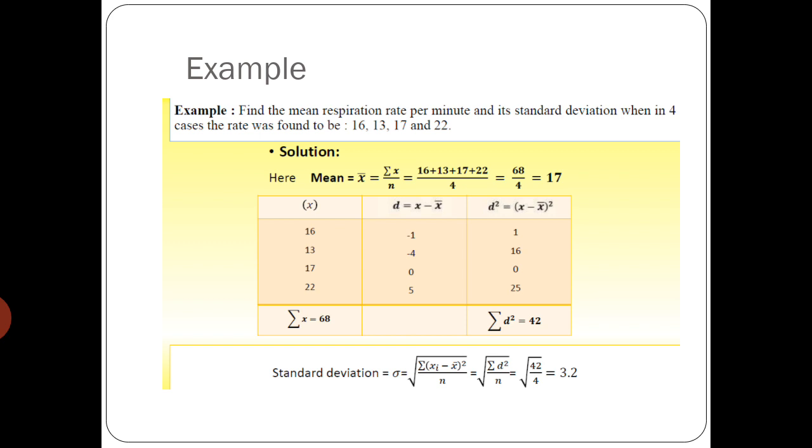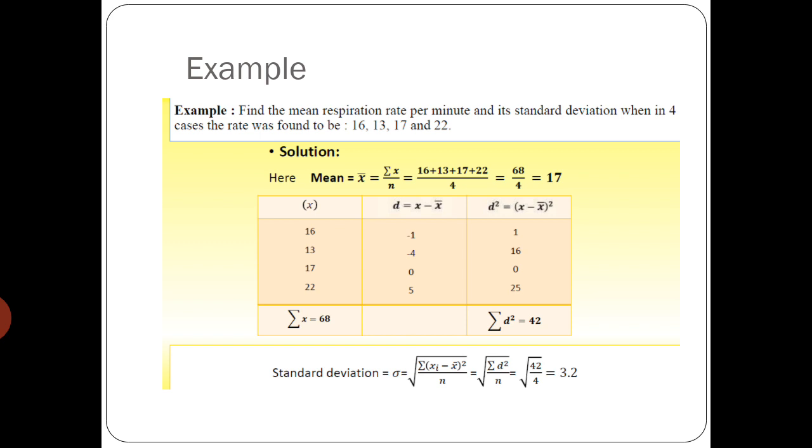Find the mean respiration rate per minute. It may be data related to health or clinical data. Find the mean respiration rate per minute and its standard deviation when in 4 cases the rate was found to be 16, 13, 17 and 22. So 4 values are given. So mean, you know how to take the mean. Mean is the x bar here. So mean of the 4 terms is addition of all the 4 terms divided by 4, that is 68 by 4, which is equal to 17.